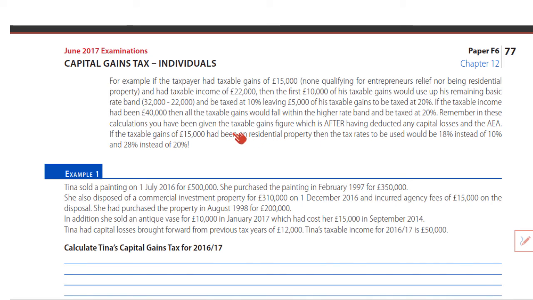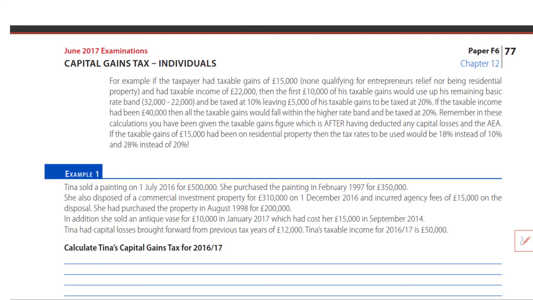Remember, as we've said in these calculations, you've been given the taxable gains figure, which is after having deducted any capital losses and the AEA. If the taxable gains of 15,000 had been on residential property, then you've still got £10,000 worth of the basic rate band remaining, but your taxable gains would be taxed at 18% instead of 10%, and then 28% instead of 20% in the lower and higher rate bands respectively.